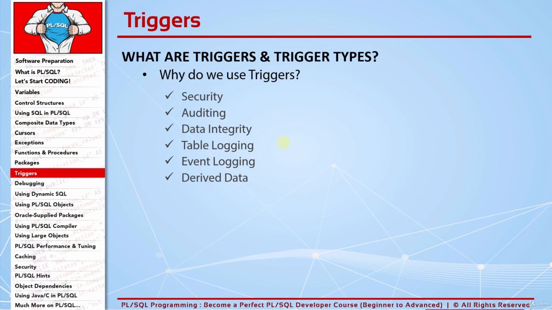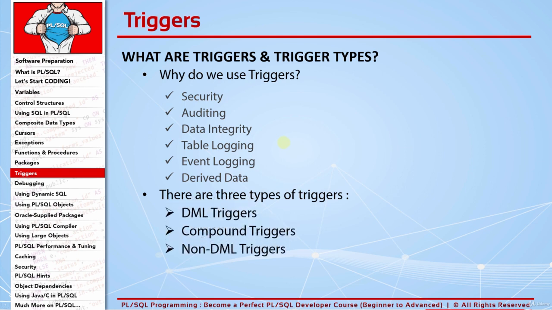So let's check what the trigger types are. In general, we have three types of triggers: DML triggers, compound triggers, and non-DML triggers. DML triggers have three branches: before triggers, after triggers, and instead of triggers. And non-DML triggers have two branches: DDL event triggers and database event triggers. We will see all these in the further lectures with all the details. As our standard style, we will start from the simplest one, DML triggers, and continue with the harder ones.